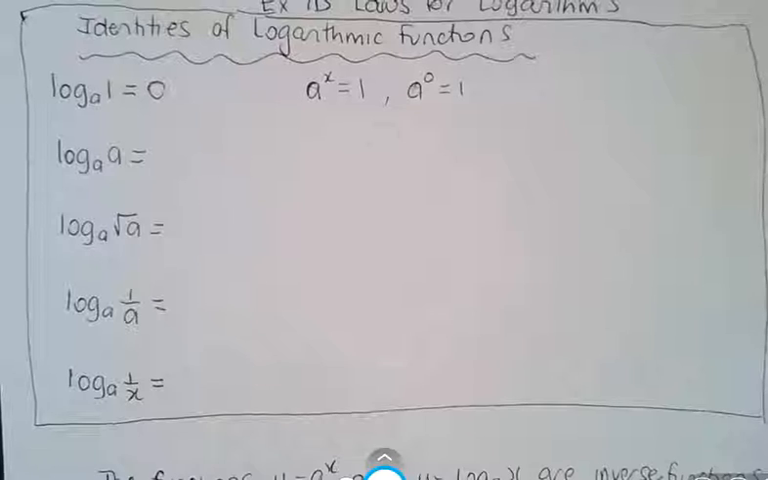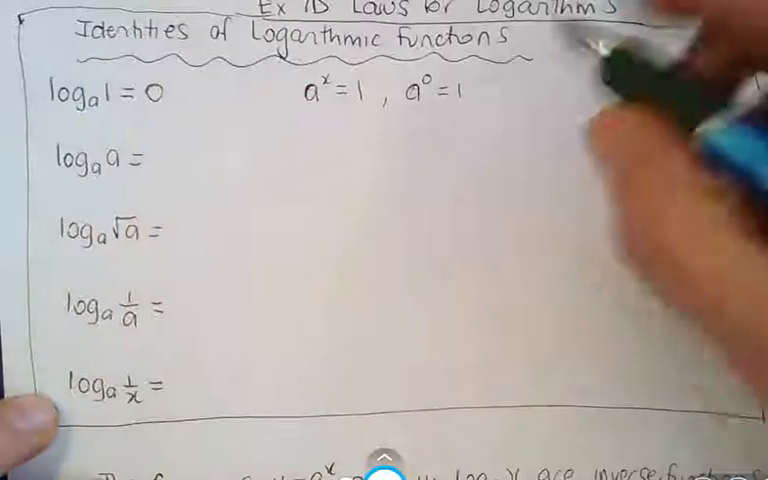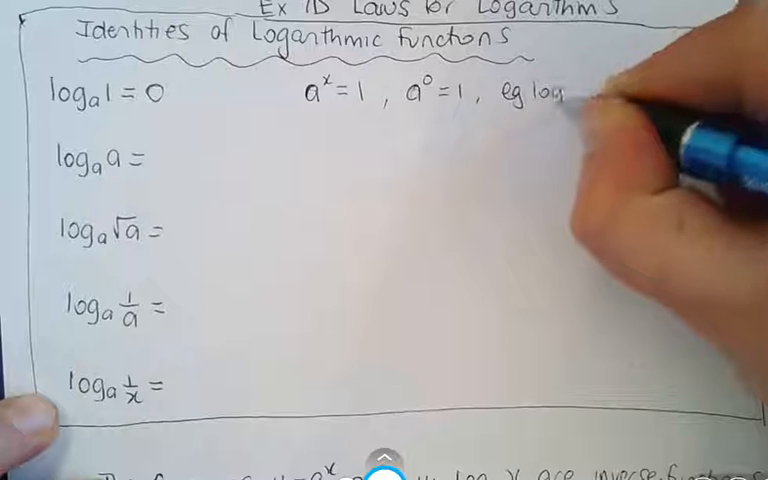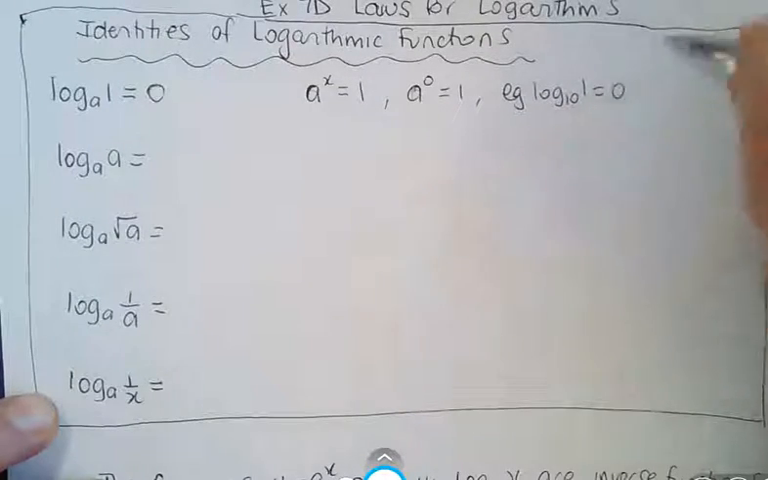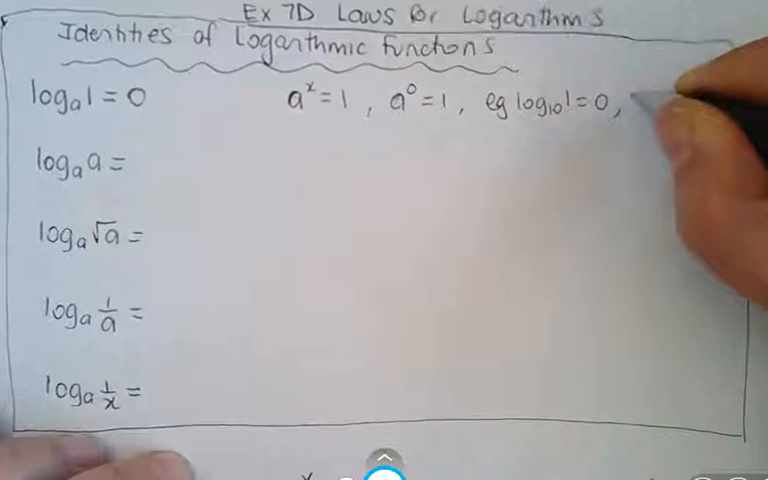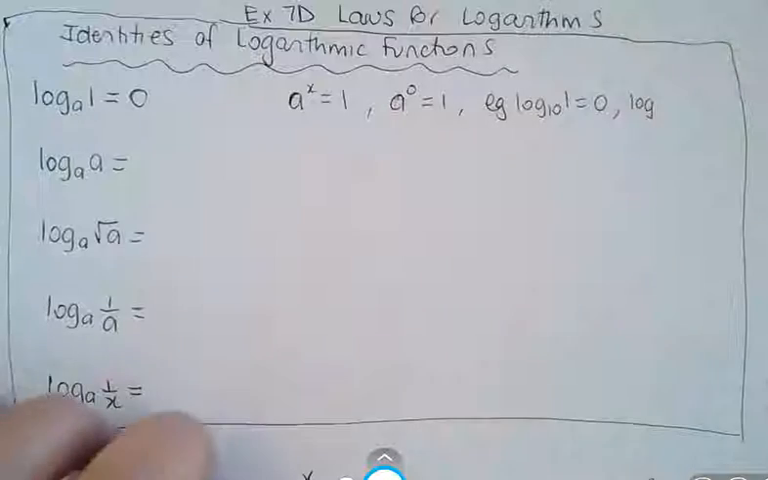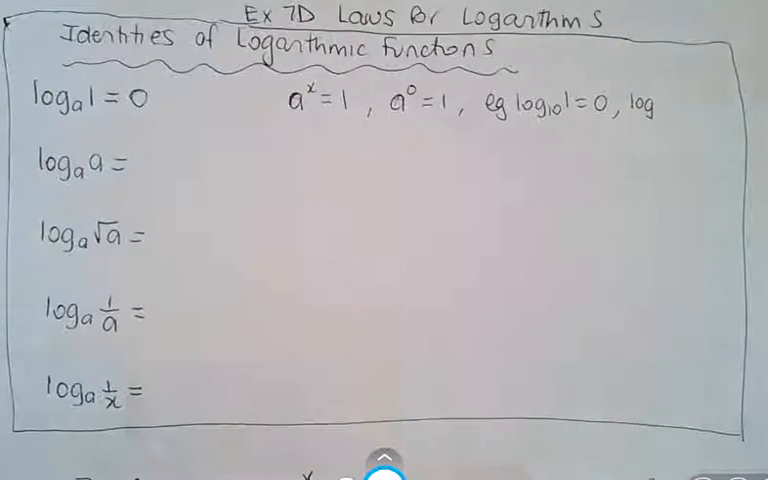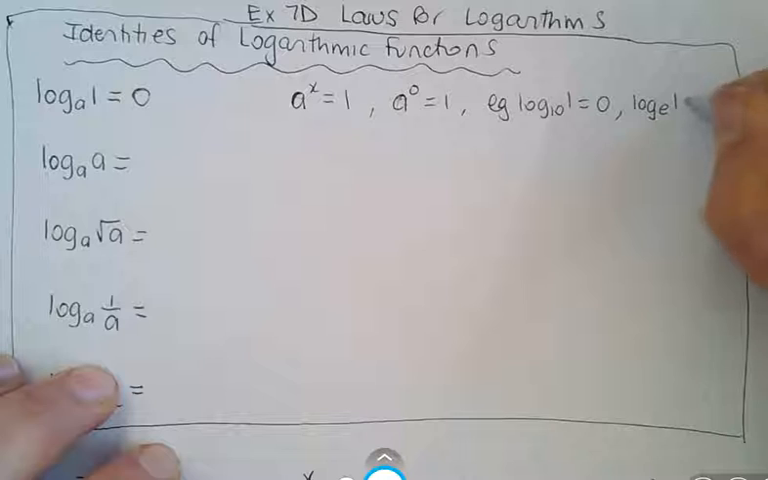Now, if you grab your calculator, a could be anything. For example, log to the base 10 of 1 is 0. If you grab your calculator and press log of 1, remember, log to the base 10, you get 0. I haven't taught you about log to the base e, because you don't know what e is yet. It's Euler's number. But log to the base e of 1 is also 0.